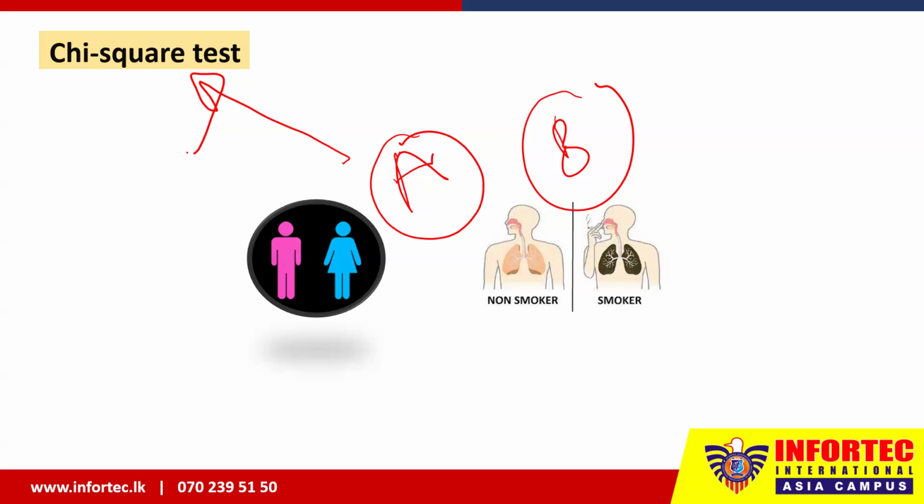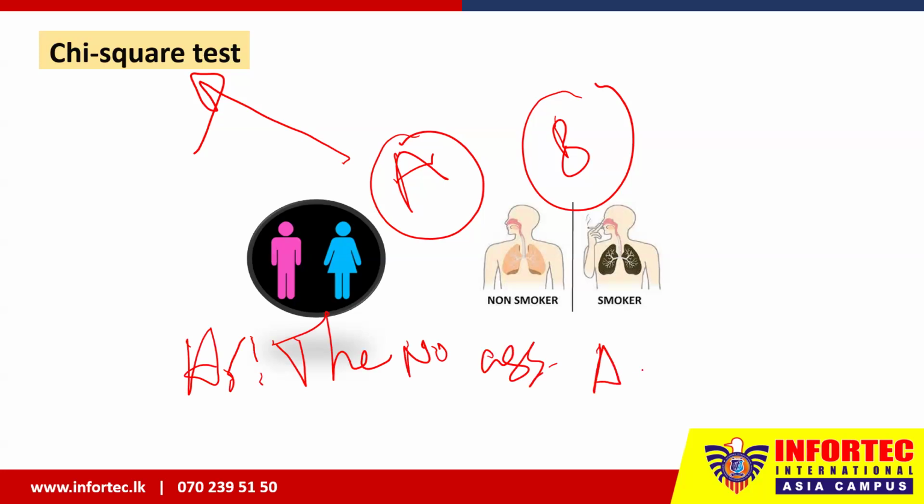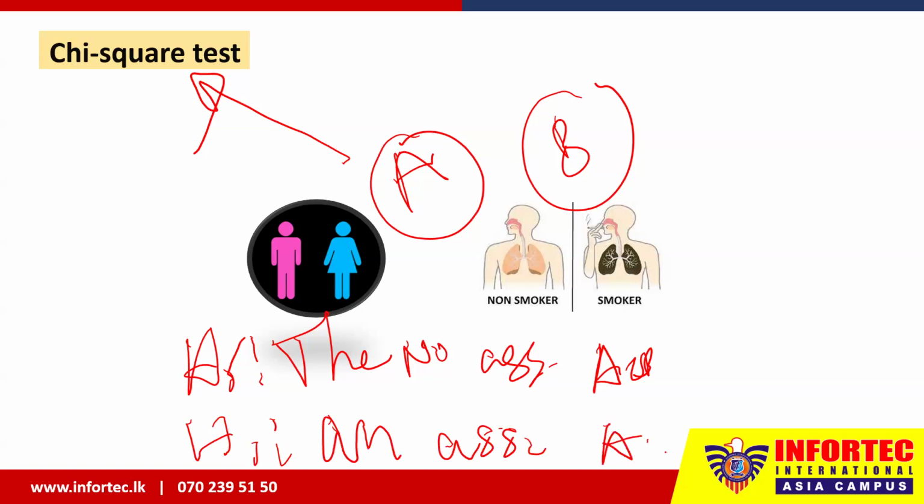Okay. So I will explain how to construct the hypothesis. When you are considering variables A and B, your null hypothesis is that there is no association between variable A and B. And your alternative hypothesis is that there is an association between A and B. That's the nature of constructing hypotheses for the chi-square test.